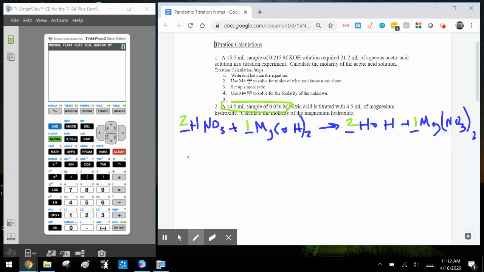So I know the molarity is 0.056 molar of nitric acid. The volume is 14.5 milliliters, but I need to convert to liters because I'm using the molarity formula. So I've got to change that. So that makes it 0.0145. All right. So I got to solve for my moles. So I got to rearrange and multiply the liters by both sides, and that'll give me my moles of acid.